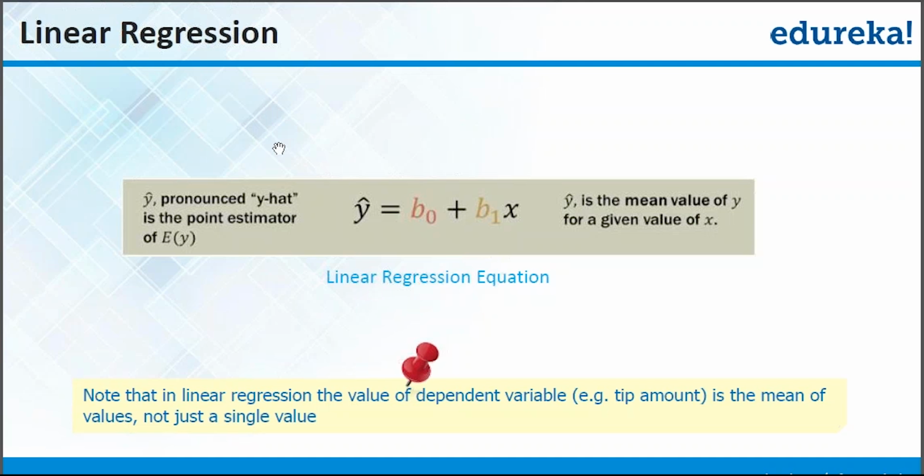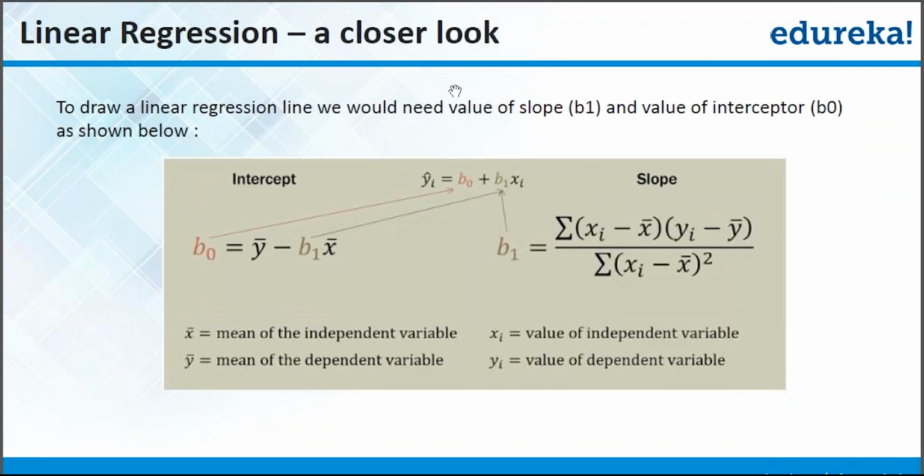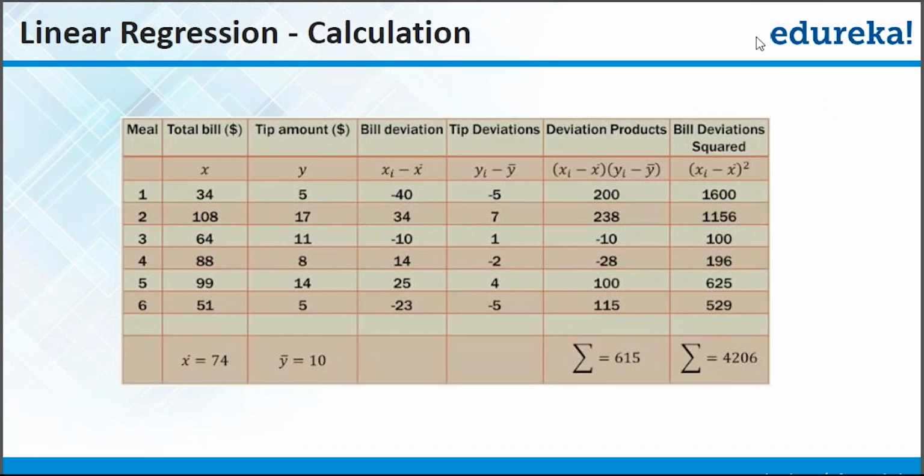Okay, just a second, friends. Let me skim through the deck and see what they have got to say here. Mean value, given value, linear regression. Narrow distribution is always better instead of a broad distribution. Closer look. I'm trying to see what are the areas I can explain a little more. Okay, looking at this, this makes a little more sense here.